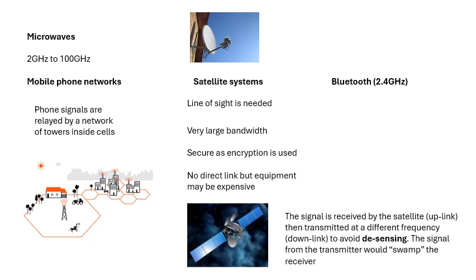Satellite systems there, again, line of sight. In other words, they won't work if there's stuff in the way. Very large bandwidth, lots and lots of information. Lots of time division multiplexing going on. Secure, because a lot of encryption is used, a lot of coding, so that the people who get hold of the signal don't know what it means because it's all coded up. No direct link, but can be very expensive. Obviously, putting satellites into space is very, very expensive.